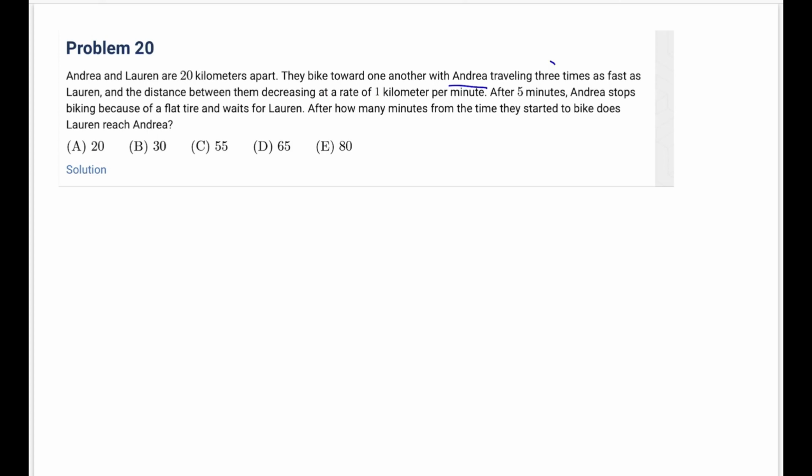But then Andrea is traveling 3 times as fast as Lauren, so that must mean that Andrea is traveling 3 over 4 kilometer per minute, and Lauren is traveling 1 over 4 kilometer per minute, right? Since that's the only way that these could add up to 1 kilometer and still have Andrea be 3 times as fast as Lauren, right? But then after 5 minutes, Andrea stops biking because of a flat tire and waits for Lauren. About how many minutes from the time they start the bike ride does Lauren reach Andrea?